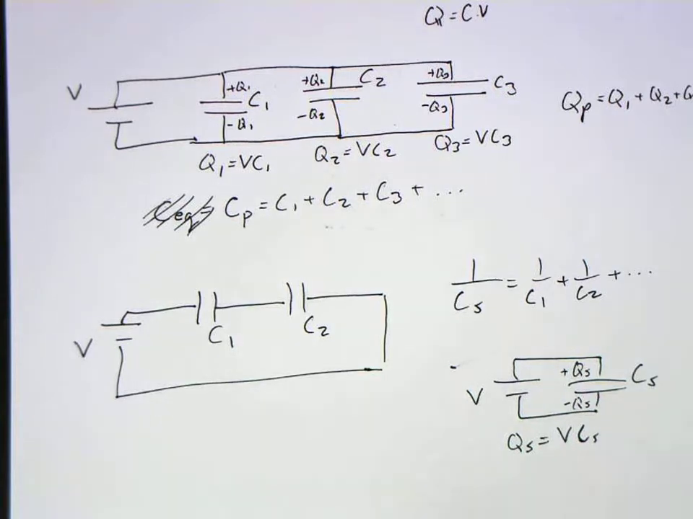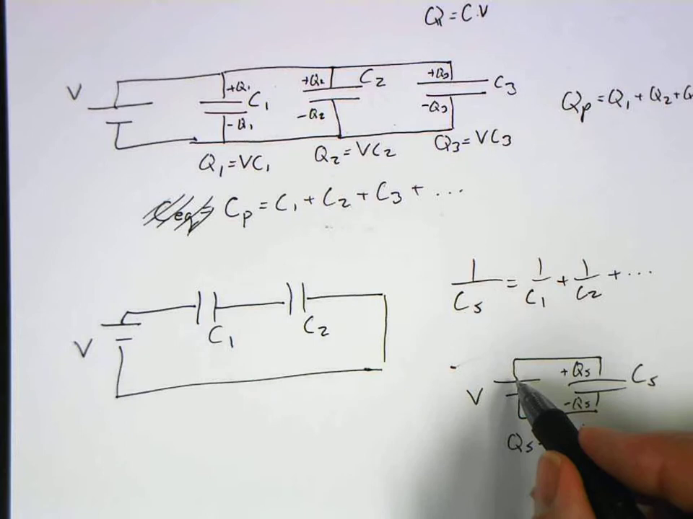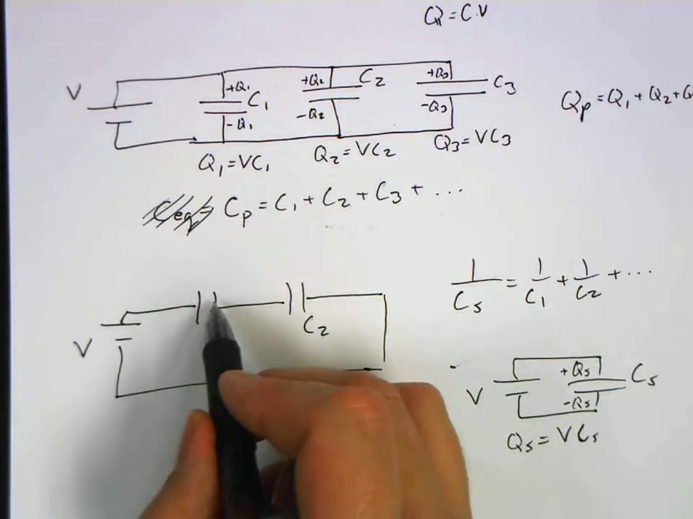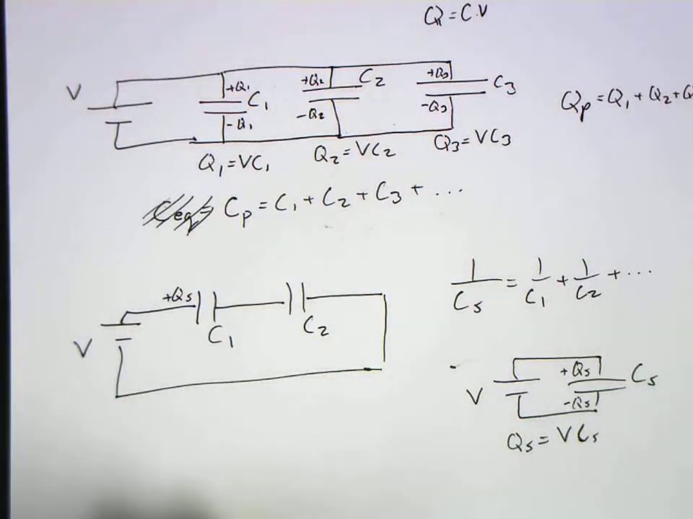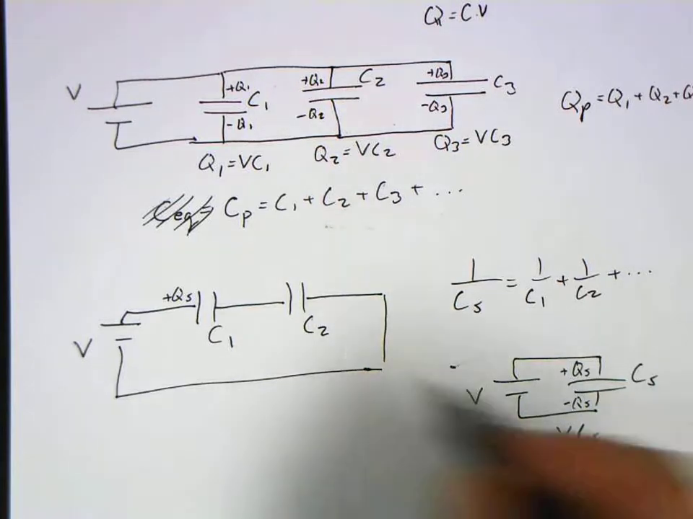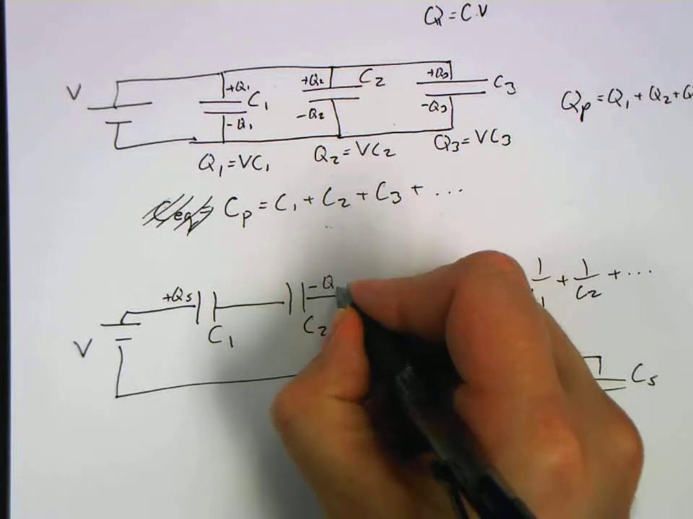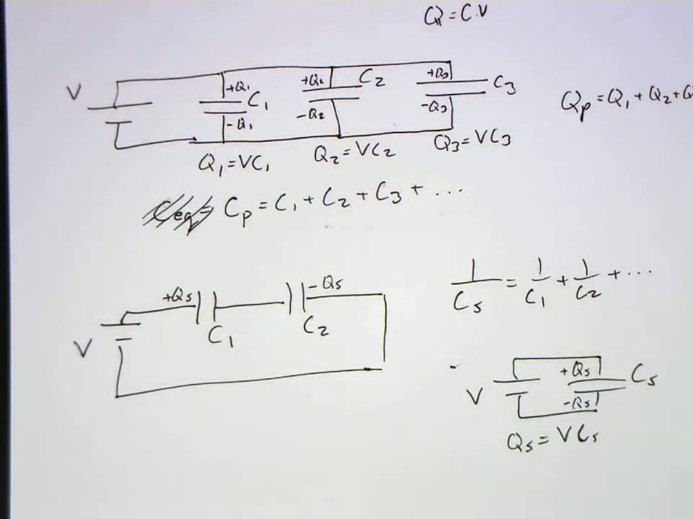Now, this tells me that positive Q sub S is the total amount of charge which is touching my positive terminal. That's this one right here, isn't it? So this is going to be positive Q sub S, the charge based on the equivalent series capacitance. My negative Q sub S is going to be over here, touching my negative terminal. In between, you have an isolated conductor.